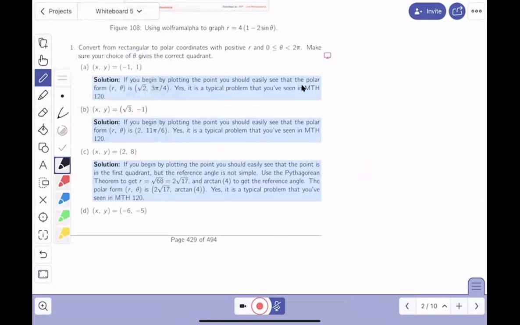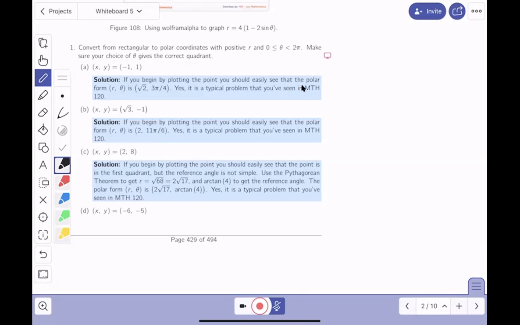What I would recommend you do, give me 1 second, I'm going to get my pen out, is it says convert the rectangular coordinate to the polar coordinate with the understanding that r is going to be a positive number and that theta will be between 0 and 2 pi. Make your choice of theta. Okay, yeah, we can do that.